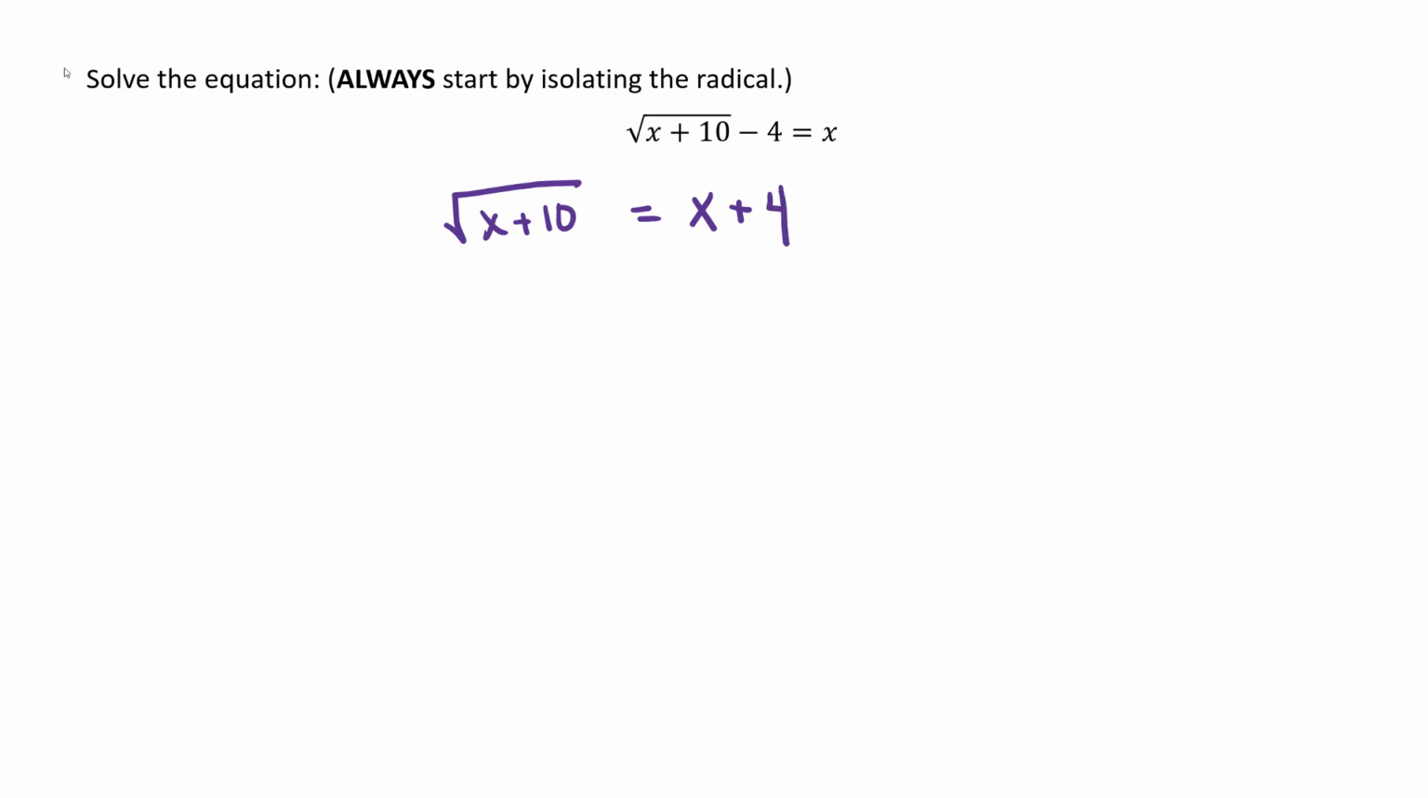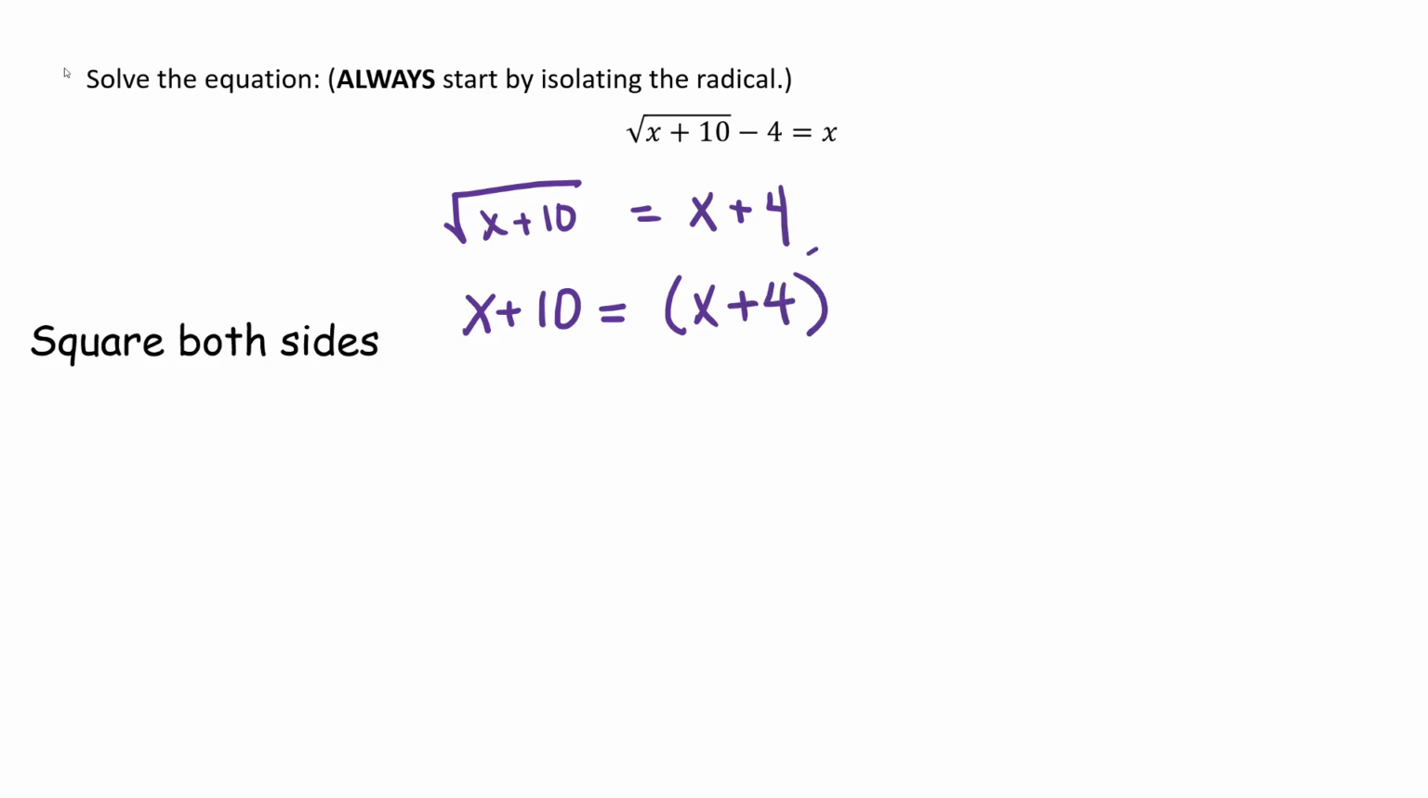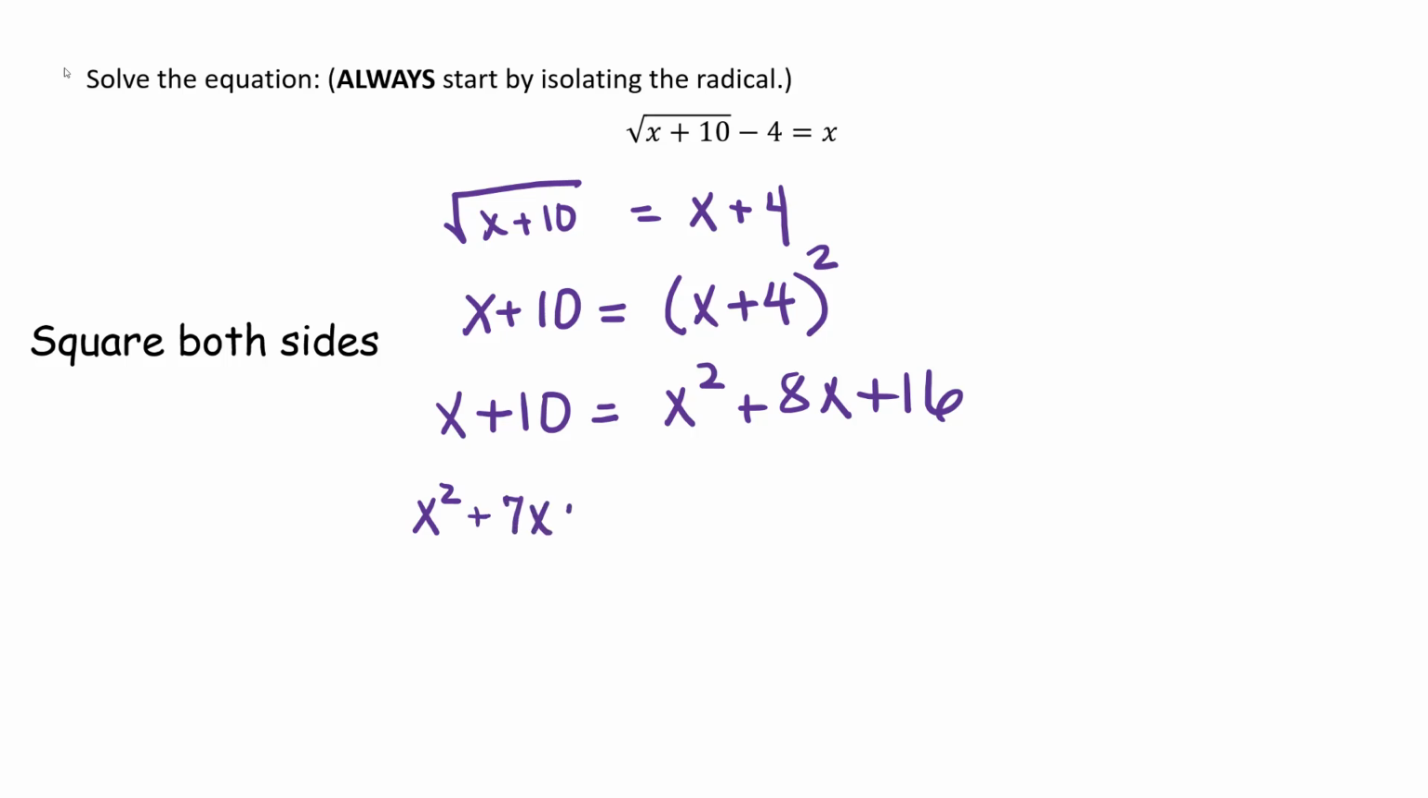And then we are going to square both sides of the equation. So when you do that, the left side will just become x plus 10, and the right side will be the quantity x plus 4, quantity squared. And when you square a binomial, you are going to get x squared plus 8x plus 16. And now we can see that we have a quadratic, so we want to get everything on one side, set it all equal to 0. So x squared plus 7x plus 6 equals 0.